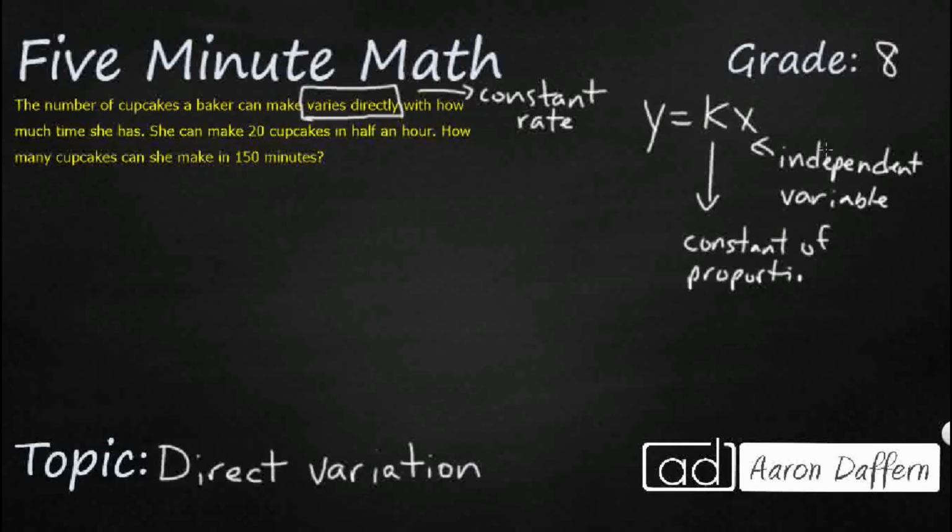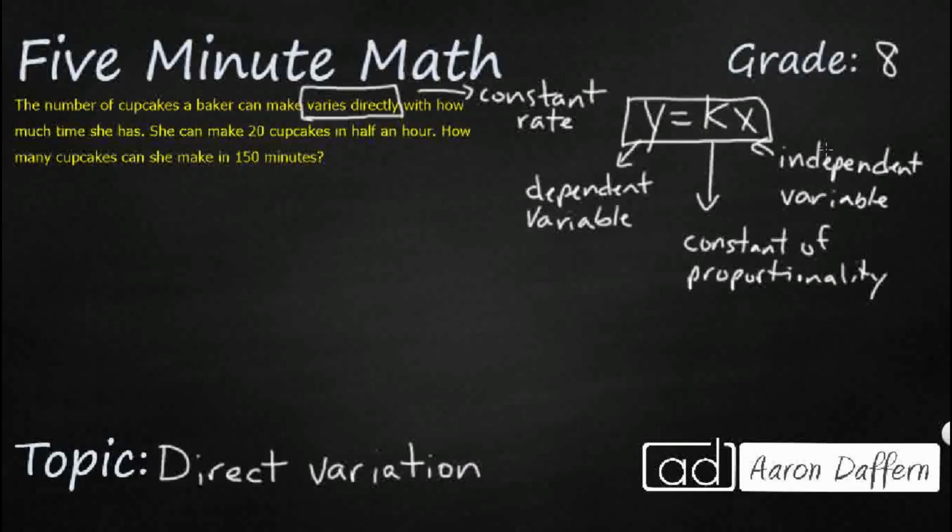And then once we get through this constant of proportionality, we wind up with our y, our dependent variable. So the y depends on what happens with this x and this k. So those are the basic terms, and that's something we should be very familiar with. So we have this problem here that varies directly, so we're going to use our direct variation equation right here, y equals kx. So let's take a look at the proportion they're giving us.